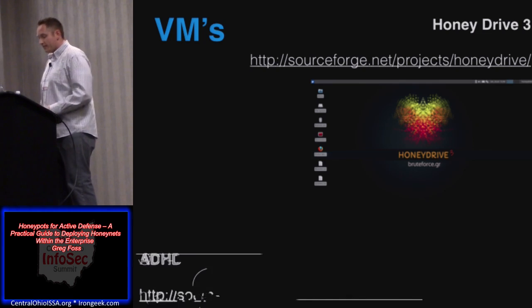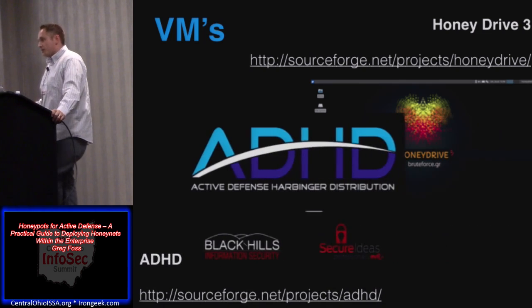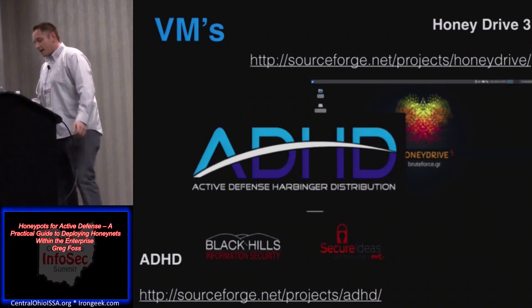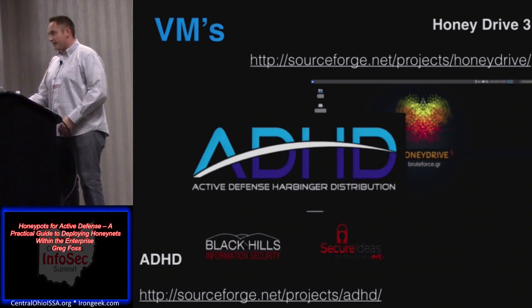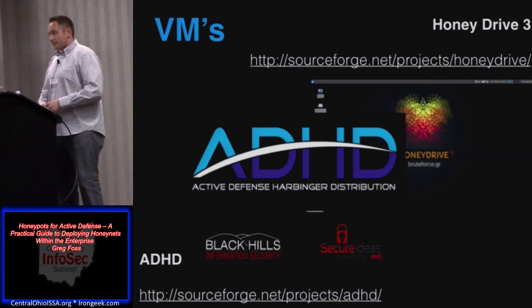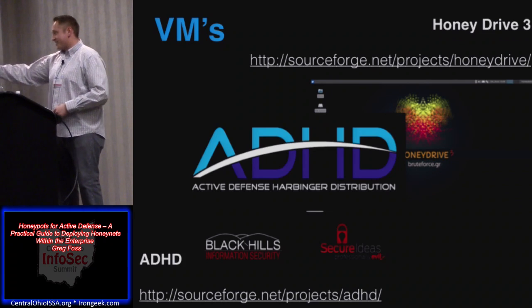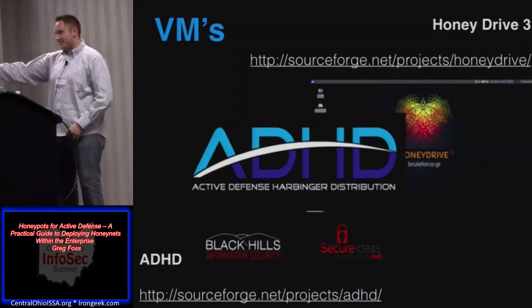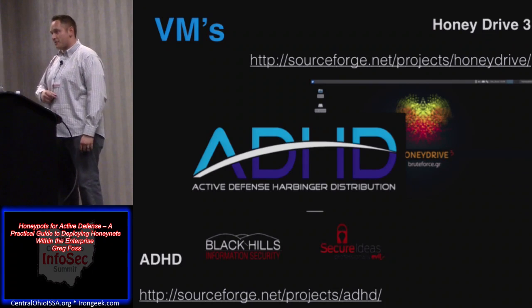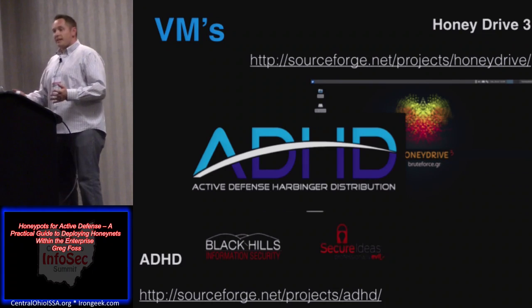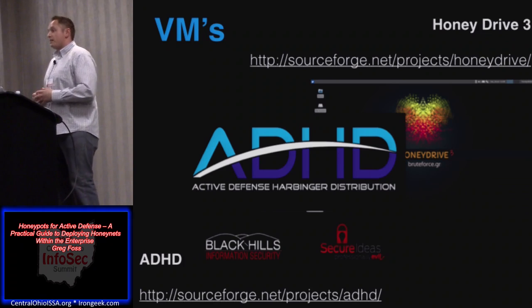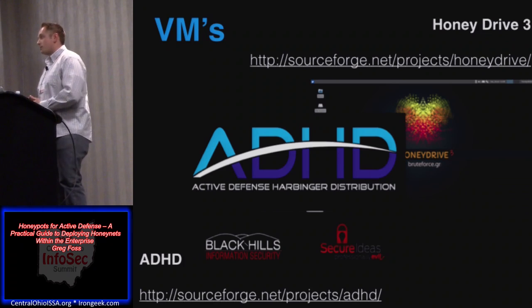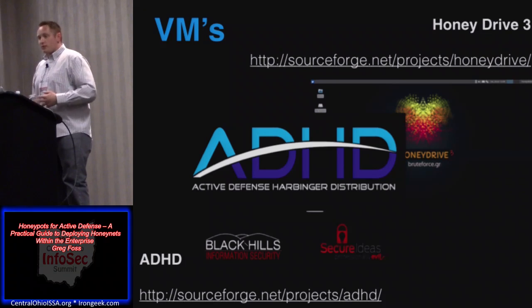But for actual defense, my favorite distribution is the Active Defense Harbinger distribution. So this is by the folks at Black Hills Information Security and Secure Ideas. Actually, one of the guys who's worked on the project is right here, Mr. Mick Douglas. I suggest you go to his talk tomorrow. But this is an amazing tool. It's very useful in production environments if you harden it properly. You can set this up to monitor all sorts of different things within your network.